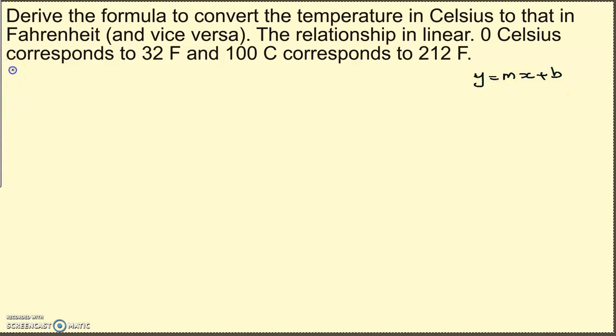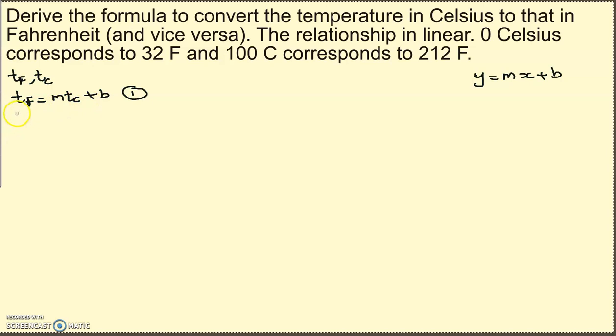So let Tf be our temperature in Fahrenheit, and Tc is our temperature in Celsius. So the equation of our straight line is Tf equals m times Tc plus b. So we'll call that equation number 1. m and b are our two unknowns.